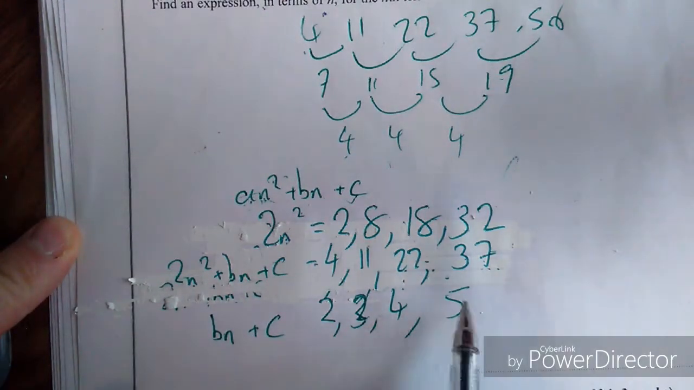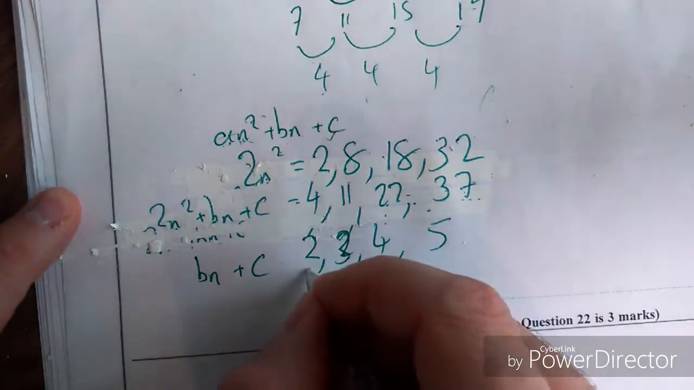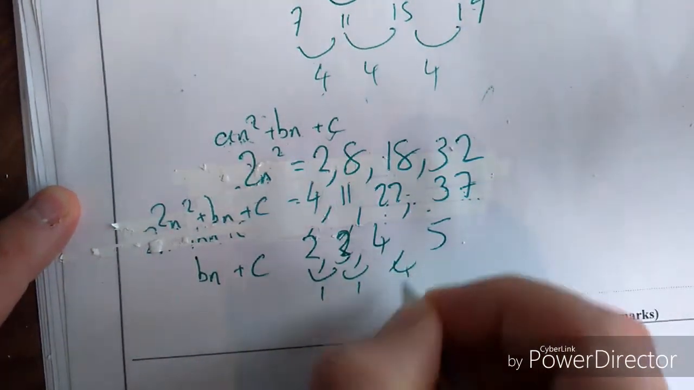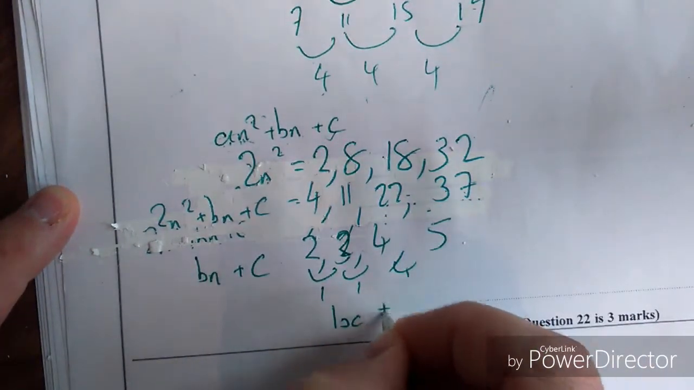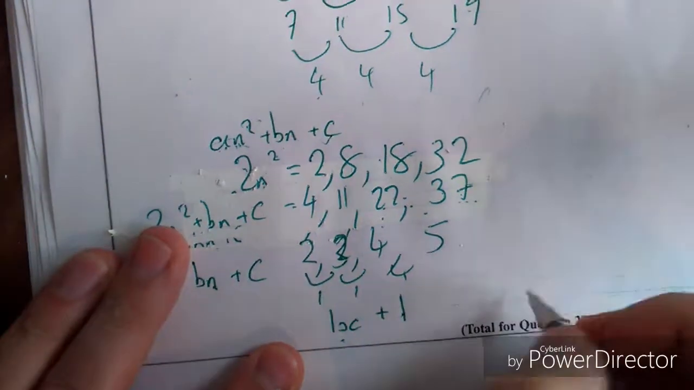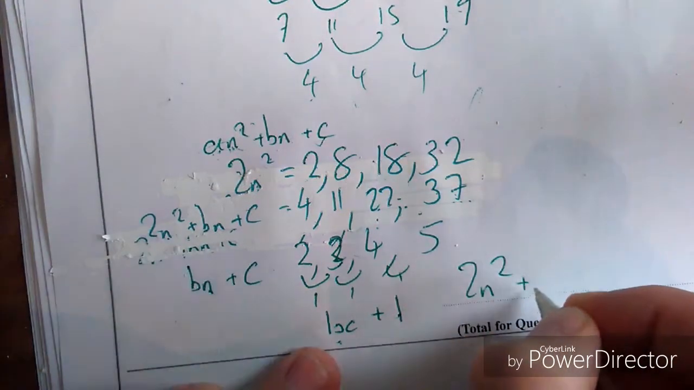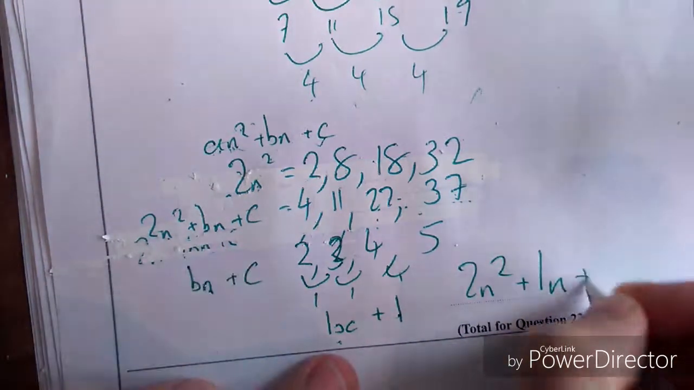Now the sequence of 2, 3, 4, 5 is just a linear sequence. So we look for our first level difference, which is 1, 1, 1. So I know it's going to be 1n plus 1. So I know b is going to be 1 and c is going to be 1. So my nth term is going to be 2n squared plus 1n plus 1.